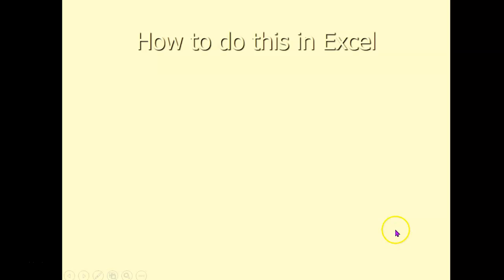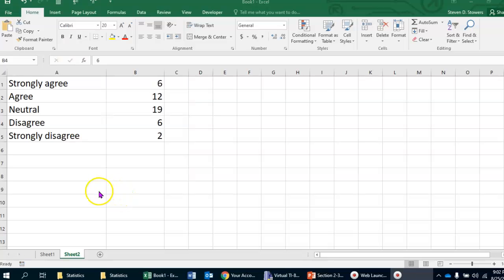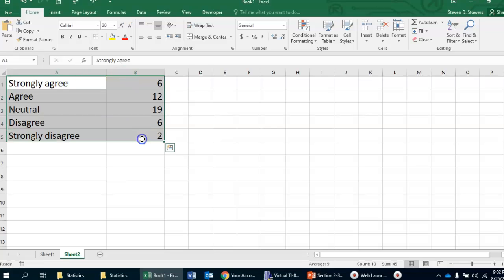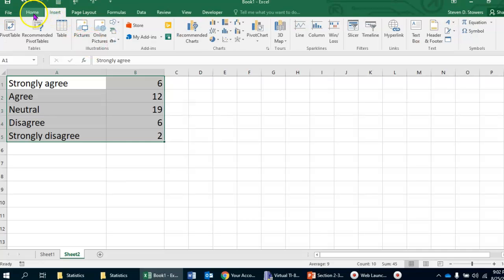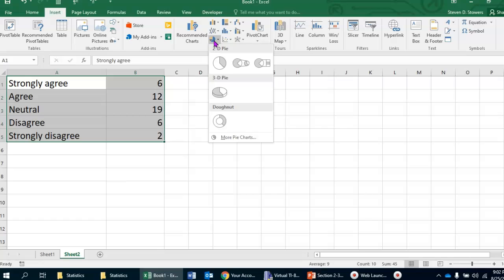Now, how would you do this in Excel, which is one easy way of getting a computer to draw a pie chart for you? So I would open up an Excel spreadsheet and I would just type in my category names and my frequencies. We just need the numbers. We don't need to tell Excel what the percentages are. It can figure that out for itself. And once I've got all the data in here, I can select it. Now go back up to Insert. Click on the word Insert at the top, so we go to that tab. And click on the little picture of the pie chart.